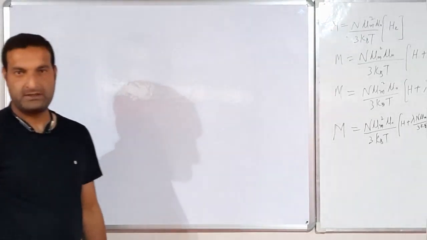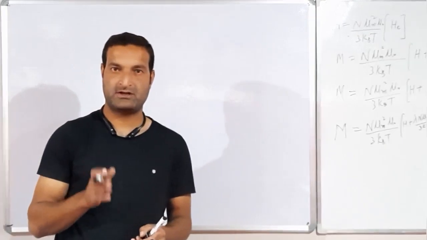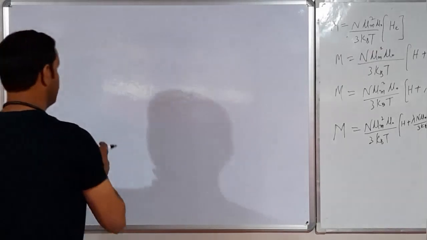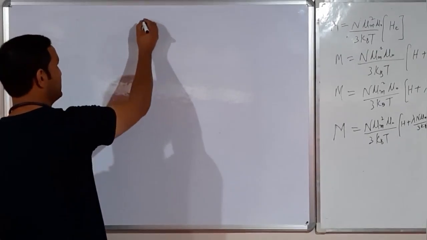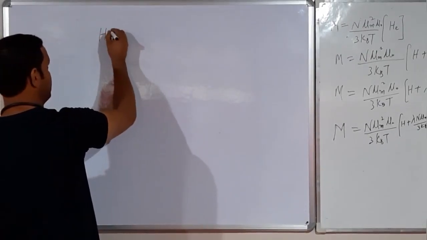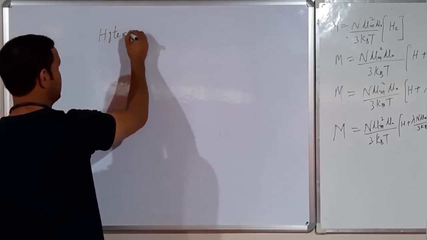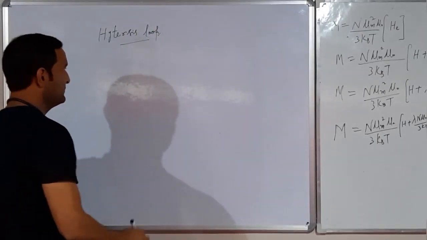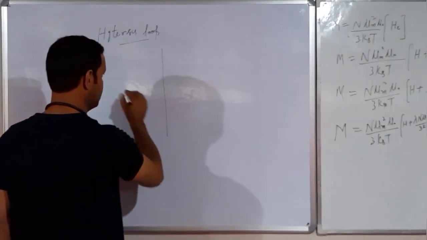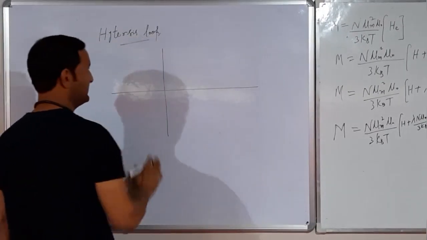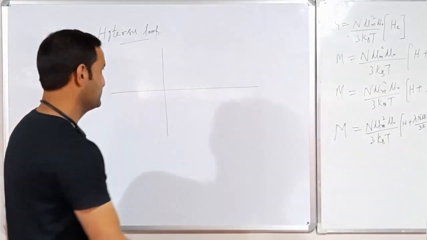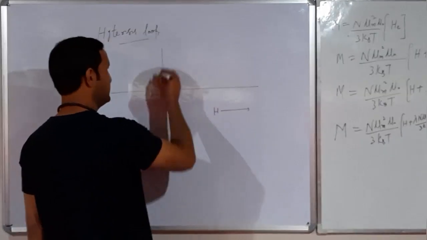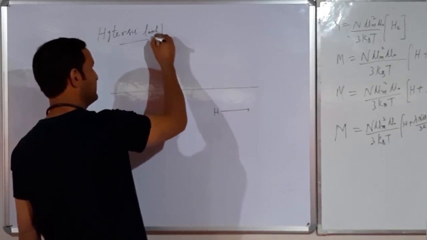So ferromagnetic materials are those materials which are strongly attracted in a magnetic field. They also follow the hysteresis curve. What is this loop? For example, this is the BH curve, also known as the hysteresis loop. Here, on the x-axis is the external magnetic field intensity, and on the y-axis is the magnetization M.